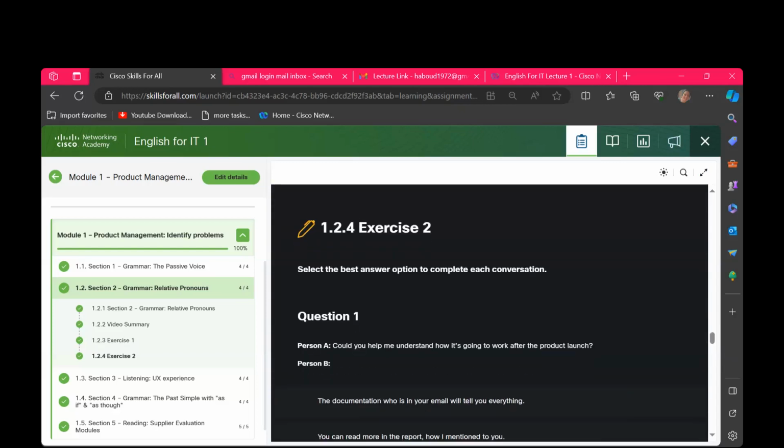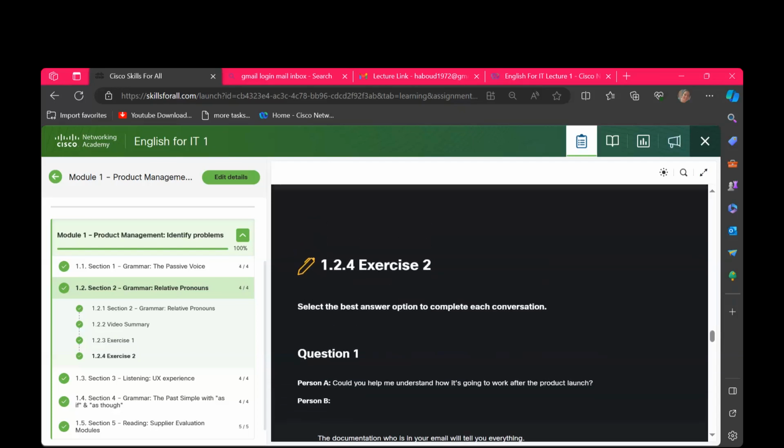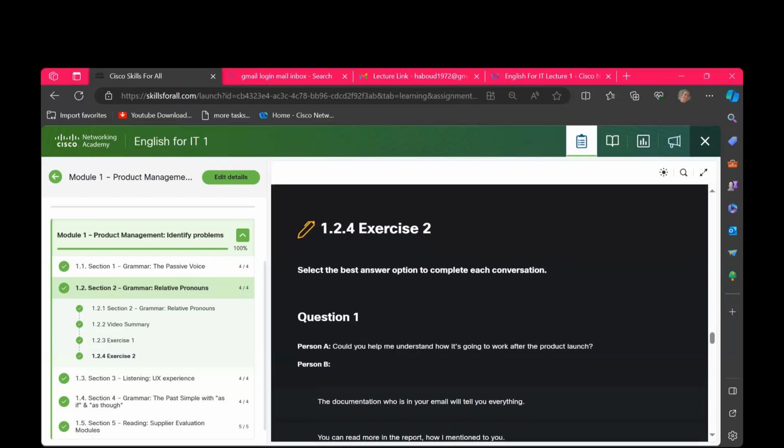Exercise 2. Select the best answer option to complete each conversation. يبقى أنا عندي هنا هيديني person A, person B conversation، وخلينا نشوف الإجابات الصحيحة ليها. Person A هيقول Could you help me understand how it's going to work after the product launch؟ الأمور هتمشي إزاي بعد البرودكت لانش، بعد ما هعمل اللانش على البرودكت بتاعي أو المنتج بتاعي.